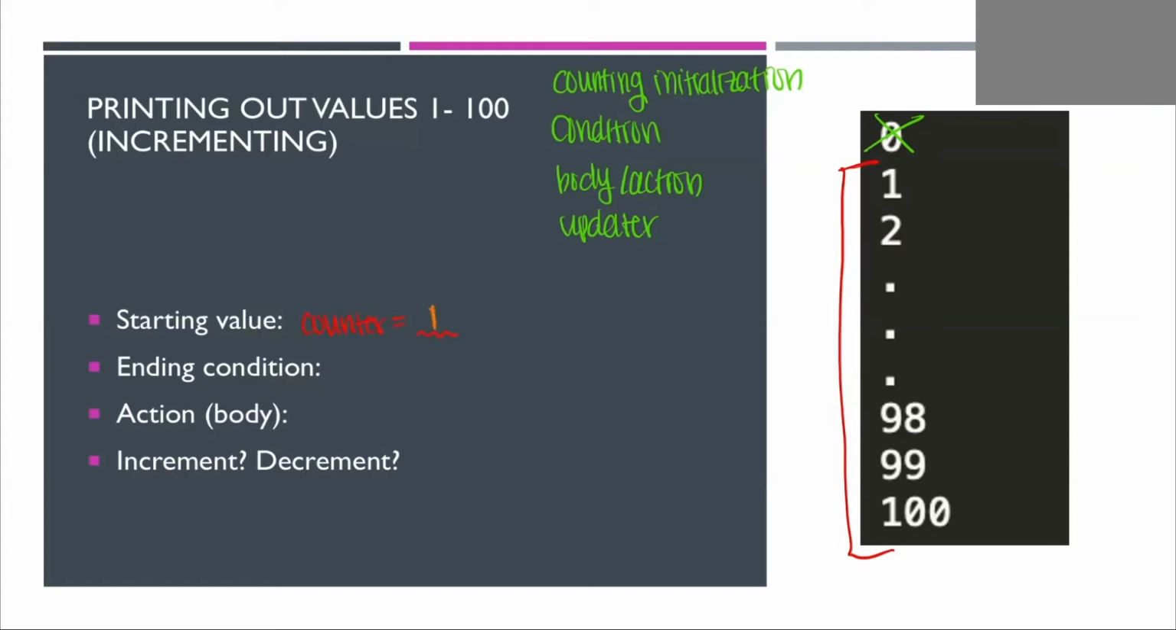We want to start at 1. 1 is the first number that we want to print, the first thing to print. So that's our start, our starting value. Counter is equal to 1. I'm calling this counter, but honestly, you could call it anything you want to. You could call it X, you could call it I, you could call it N.